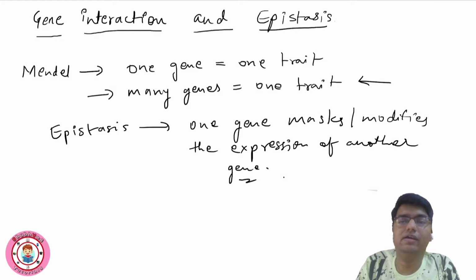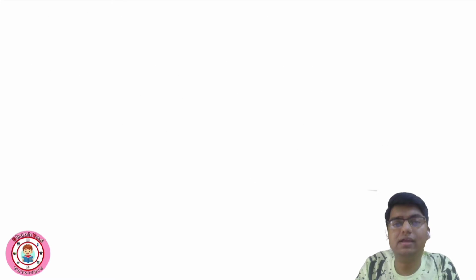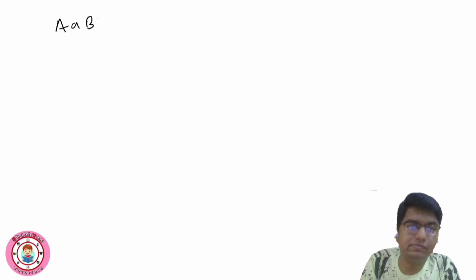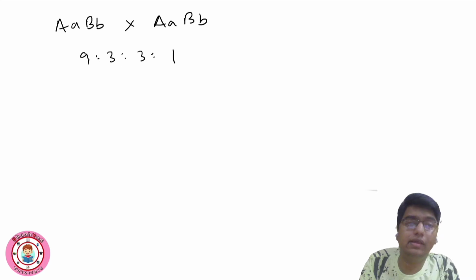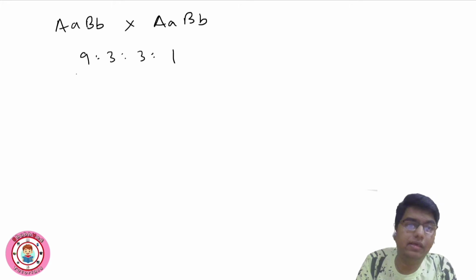So the first basic thing is Mendel's dihybrid cross and the phenotypic ratio. We know the dihybrid cross. Suppose we take two genes here. This is a dihybrid cross. These two genes will interact with each other and will give the phenotype as 9:3:3:1. This is the ratio.